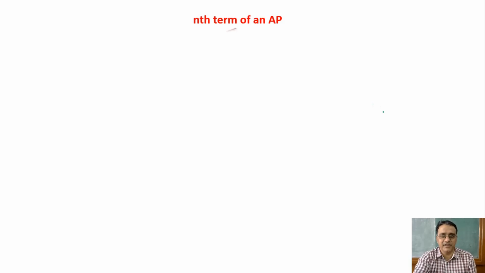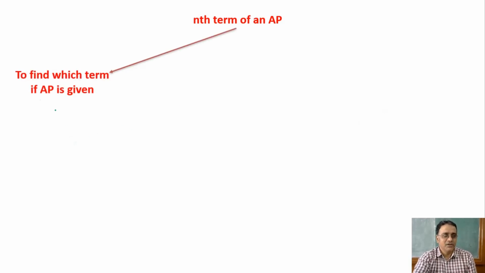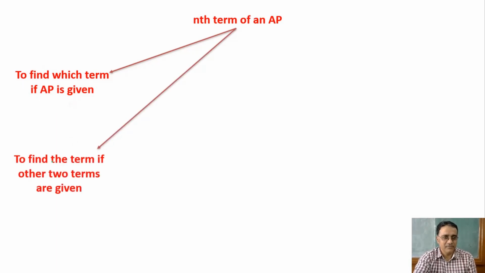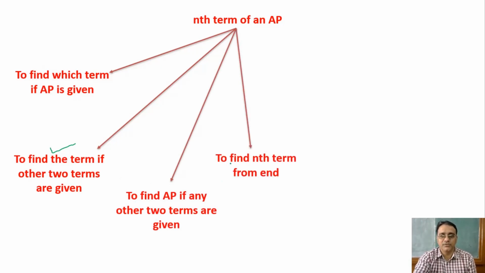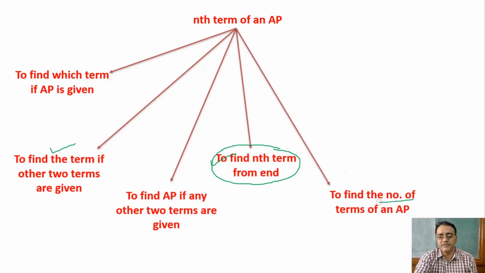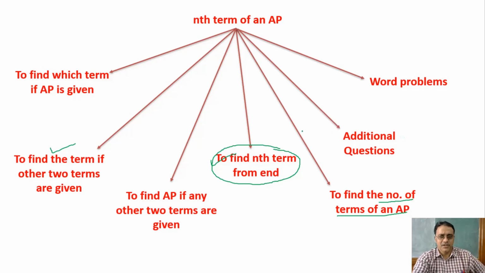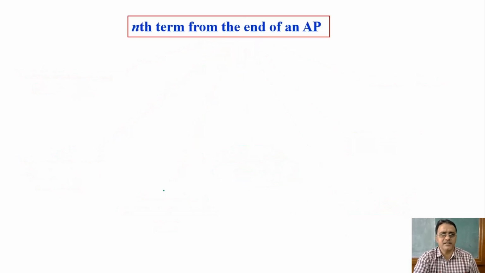Already we have seen the different types of questions. Let us do a flashback once. To find which term if AP is given, to find the term if other two terms are given, to find AP if any other two terms are given, to find the nth term from the end. We have not seen the concept of this, so we will see this first. To find the number of terms of an AP, word problems and some additional questions. So we'll see this one first because this is a new concept, a new topic other than these 6. So let us start with nth term from the end of an AP.